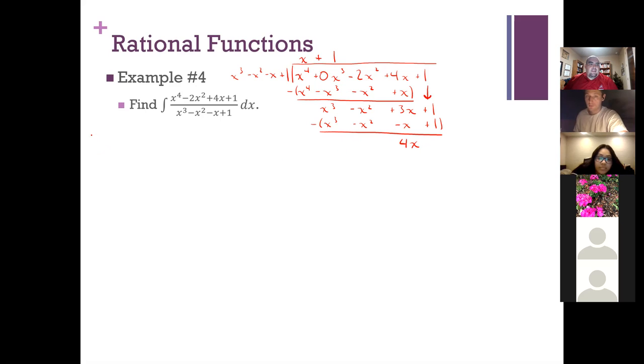So please give me a sanity check. Let me know if you see something wrong, but I believe this whole thing is the same as x plus 1 plus 4x over x cubed minus x squared minus x plus 1.